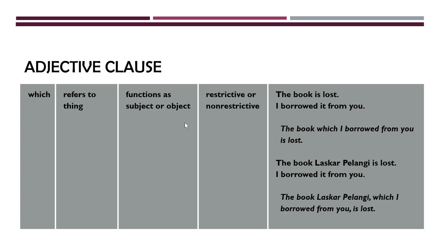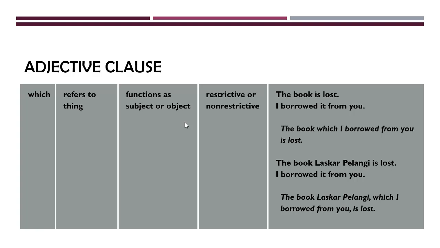The next relative pronoun is which. It refers to thing, and functions as subject or object. It can be restrictive or non-restrictive. Have a look at the example. The book is lost. I borrowed it from you. It refers to the book. So in this case, it functions as the object of a verb.